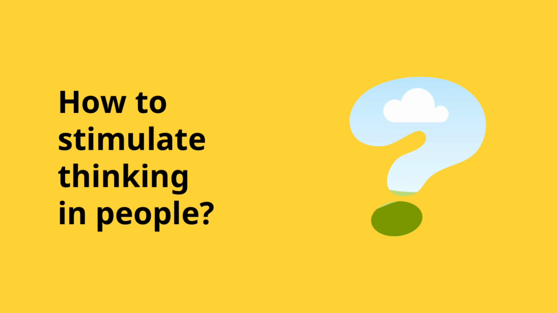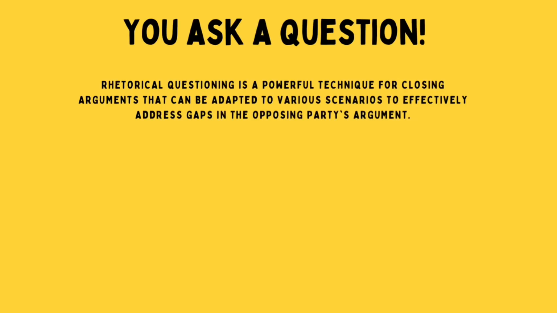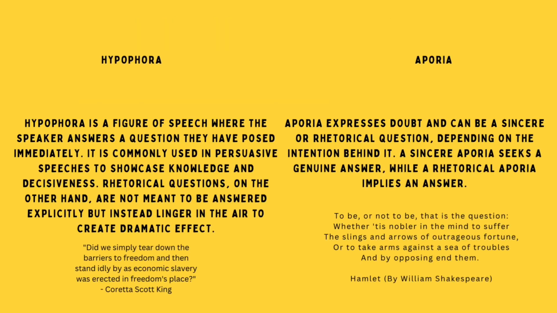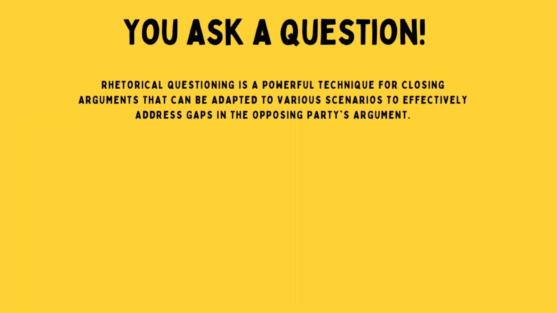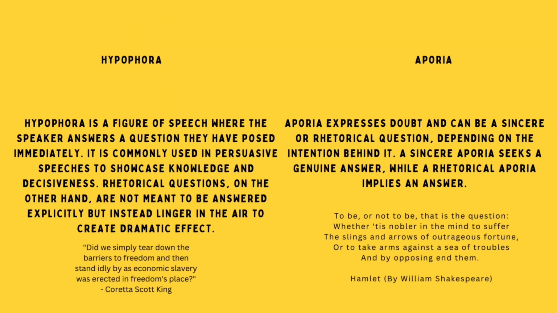Finally, how do we get people thinking? You ask a question, of course. Rhetorical questions can be a powerful tool in advocacy by engaging your audience and encouraging critical thinking. There are two types of rhetorical questions. Hypopora is a figure of speech where the speaker immediately answers a question they have posed. It is commonly used in persuasive speeches to showcase knowledge and decisiveness.